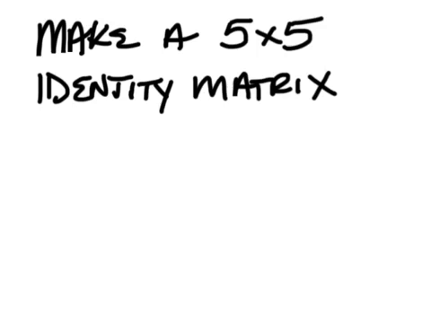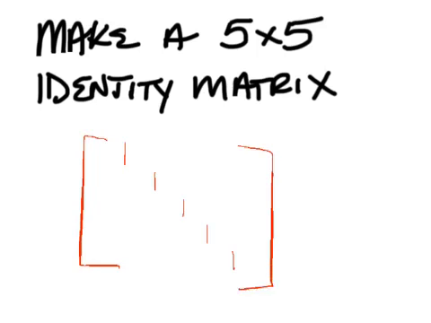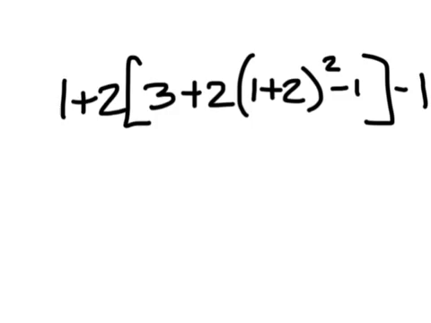Here is a practice problem. Create an identity matrix that is 5 by 5. The 5 by 5 matrix should have 1s like this in a diagonal, and everything else should be 0s. We have time for a bonus. Answer to this one should be 40.